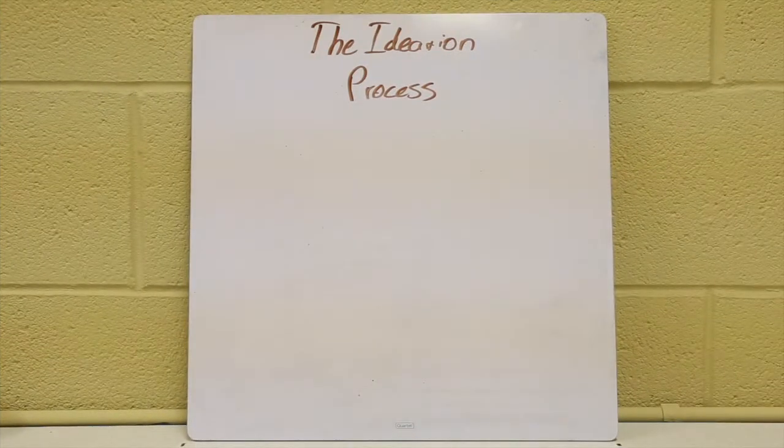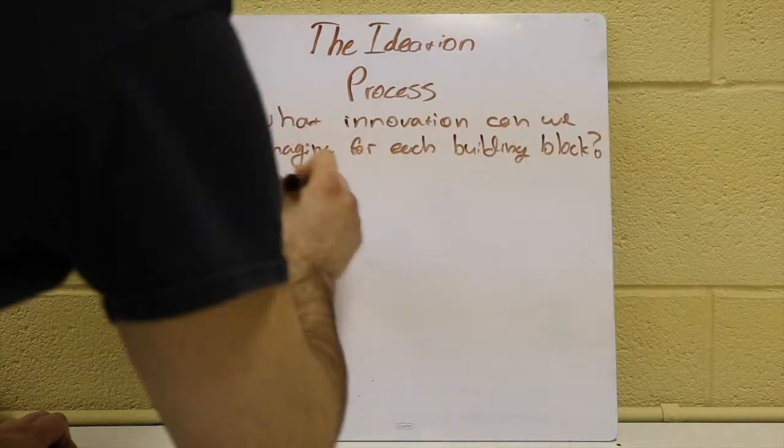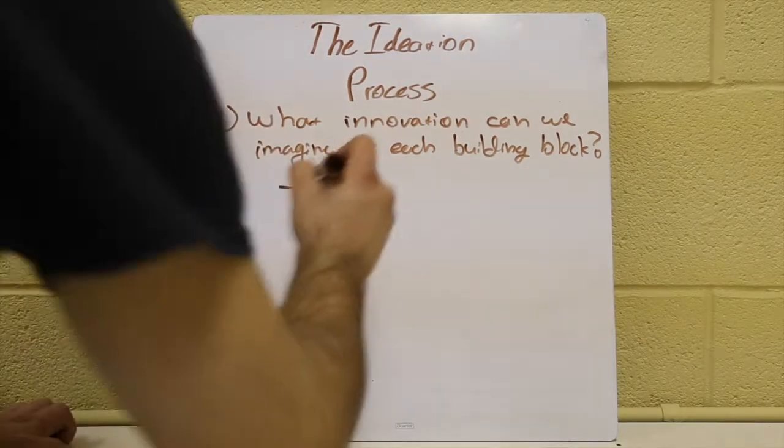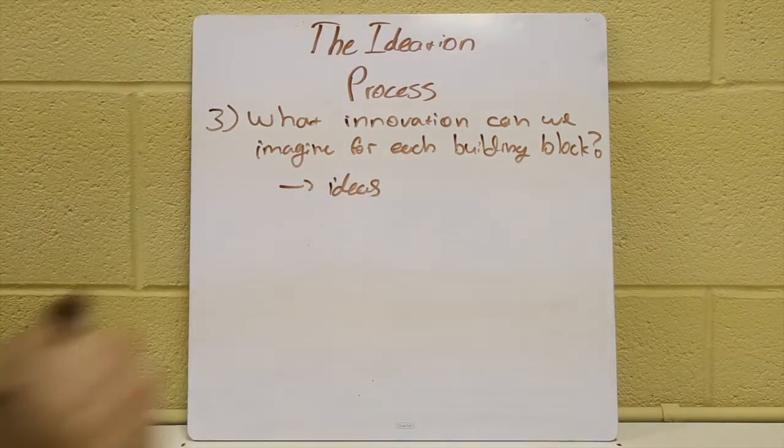Question number three in the ideation process is asking, what innovations can we imagine for each business model building block? The easiest way to remember this question or phase of the ideation process is by thinking of the keyword ideas.